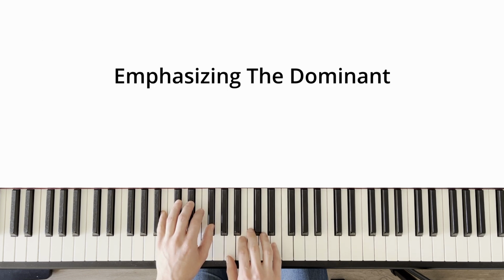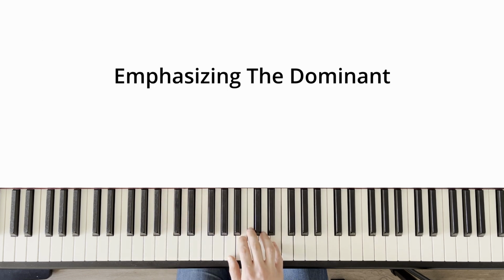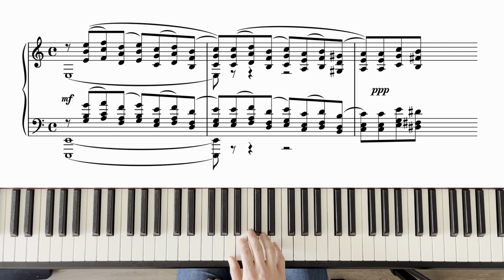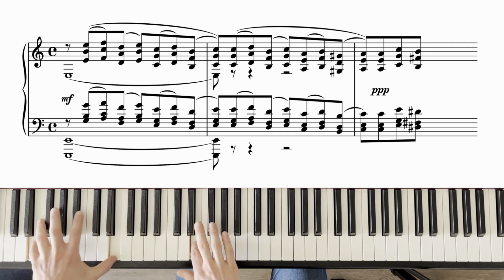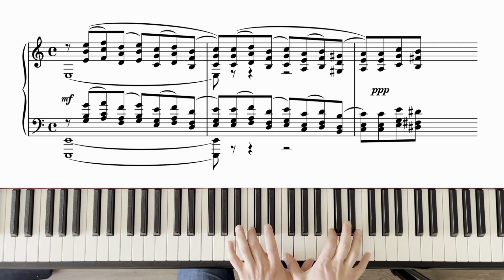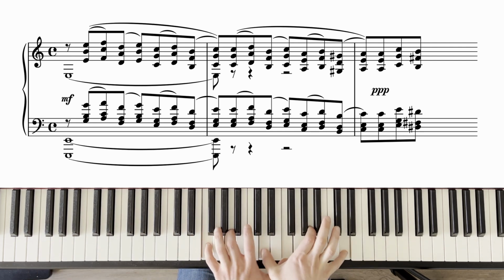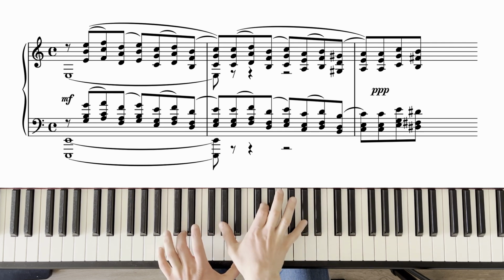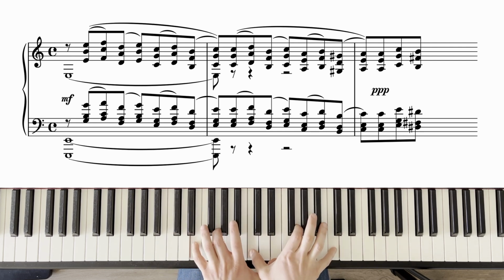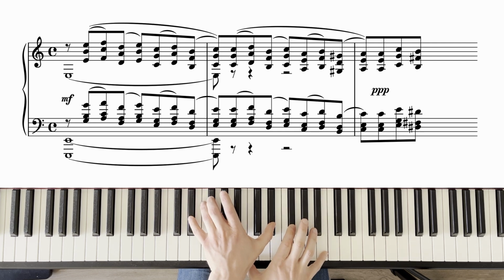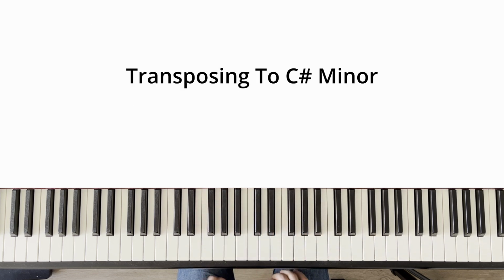In A minor, E is the 5th note of the scale, which is called the dominant. If I really want to emphasize that I'm coming from the dominant, I could fill out the texture some more by adding some E octaves in the bass. I think that's a good place to stop.